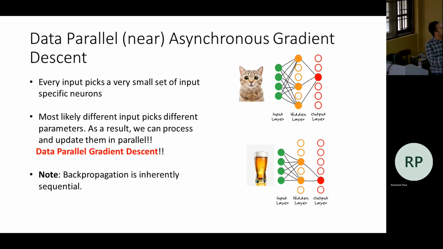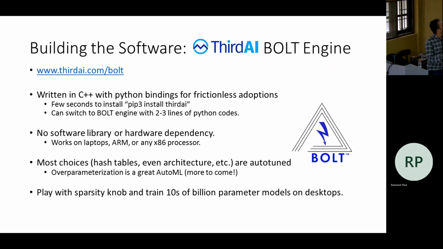But if it so happens that this network is very sparse, the way we are doing it, then it's likely that these two images will pick more or less disjoint sets of parameters, and so I can update them in parallel. In fact, there is a paper called Hogwild, written by Michael Jordan and folks, where they showed that so long as the overlap between these parameters is small, this process will still probably converge to the right solution, obviously in gradient descent mode.